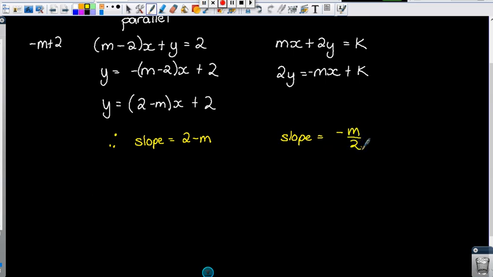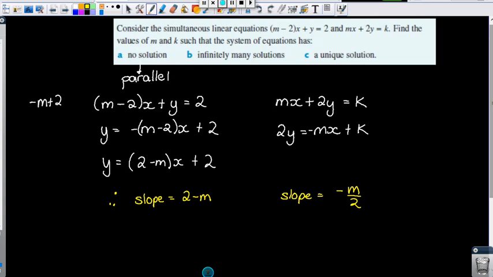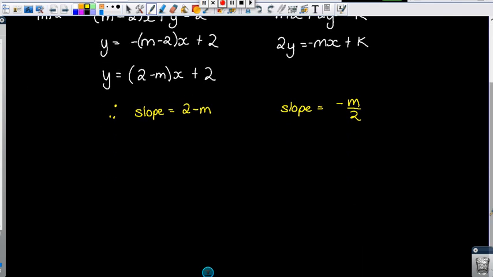So back to the question that they were asking us, when is it going to have no solution? When it's parallel. So what does that mean about the slopes when they are the same? I'd like to think that we are then going, well, that's when they're equal. So for part A, they will have no solution when 2 take m equals minus m on 2. We down with that? Nice linear thing to solve. Tell me what m is, people.